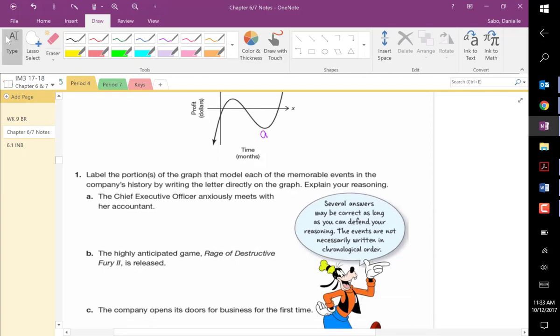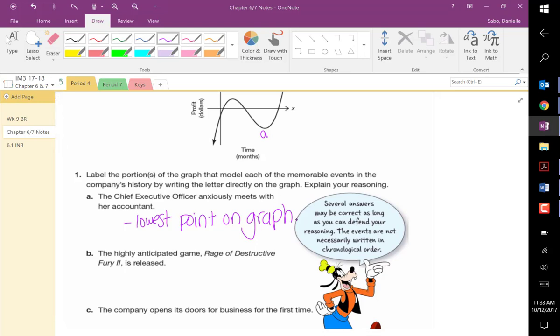Okay, I'm going to put lowest point on the graph. Lowest point on graph. Well, it's a relative min, but we'll put that for now. We got Goofy over here.